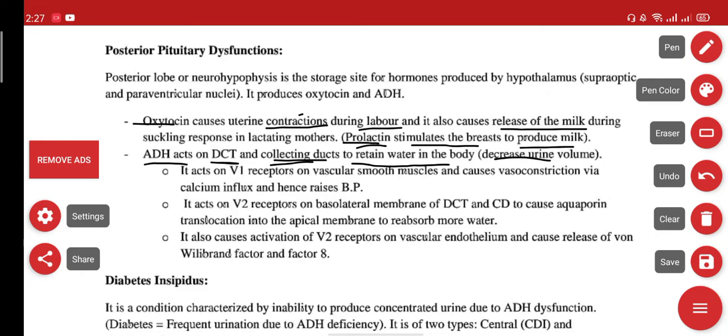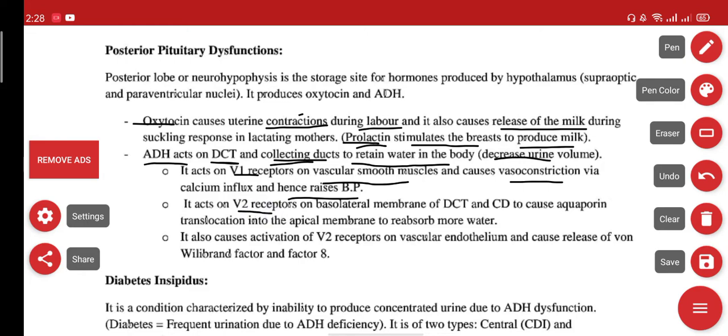A little bit about its physiology. We know that there are two receptors on which it may act. These are V1 and V2 receptors. The V1 receptors are present on the vascular smooth muscles, and once it acts on these, it causes vasoconstriction due to calcium influx, and thus it causes a rise in blood pressure because smooth muscle contraction occurs.